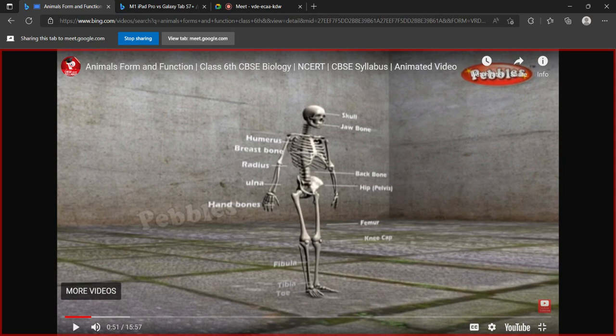Now there will be a time when you will have to learn all these 206 bones, but it's not right now. So just try to remember the basic ones, like the skull, the jawbone, the bones of the hand, the bones of the legs. This is all we have to try to learn now. Are we clear about this? Shall we move ahead?